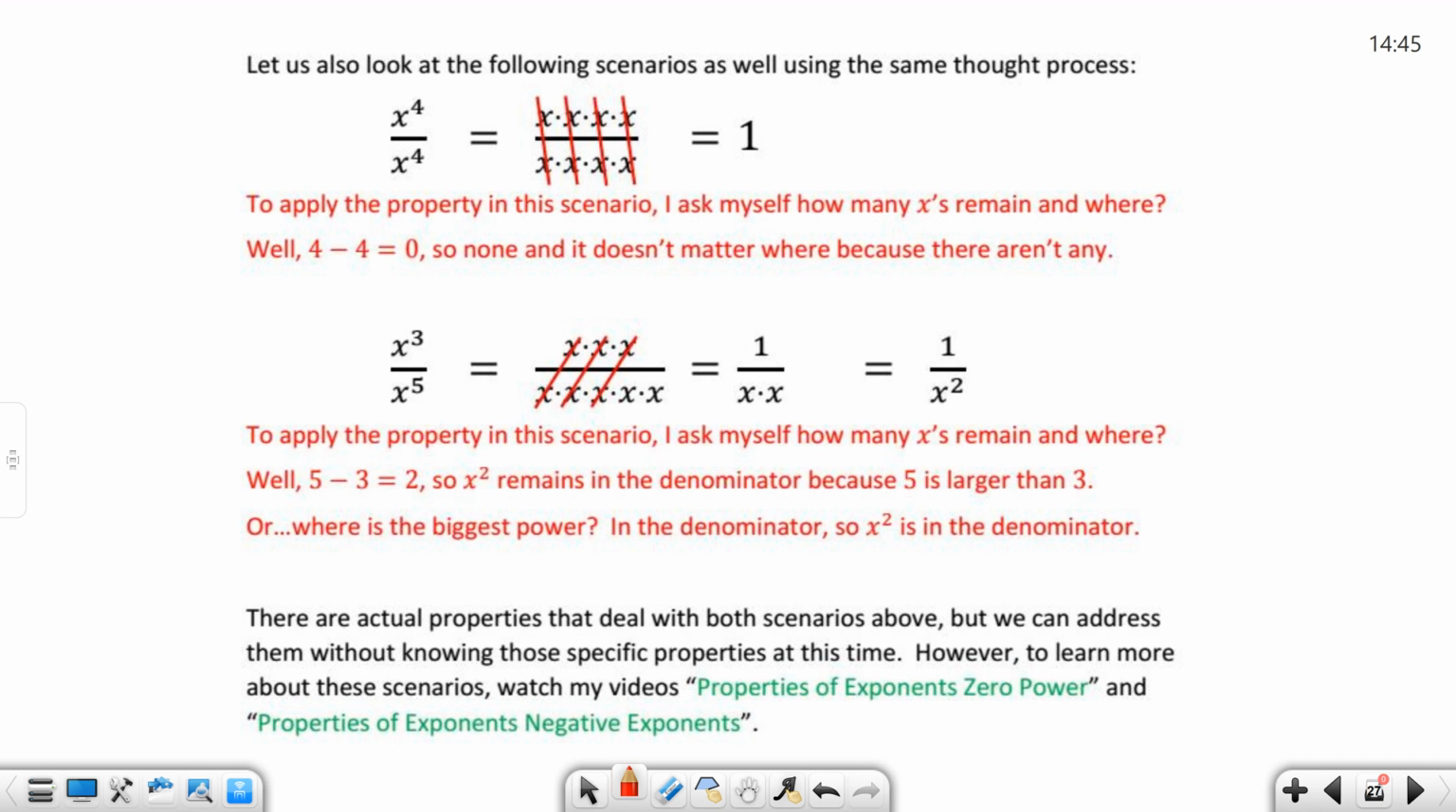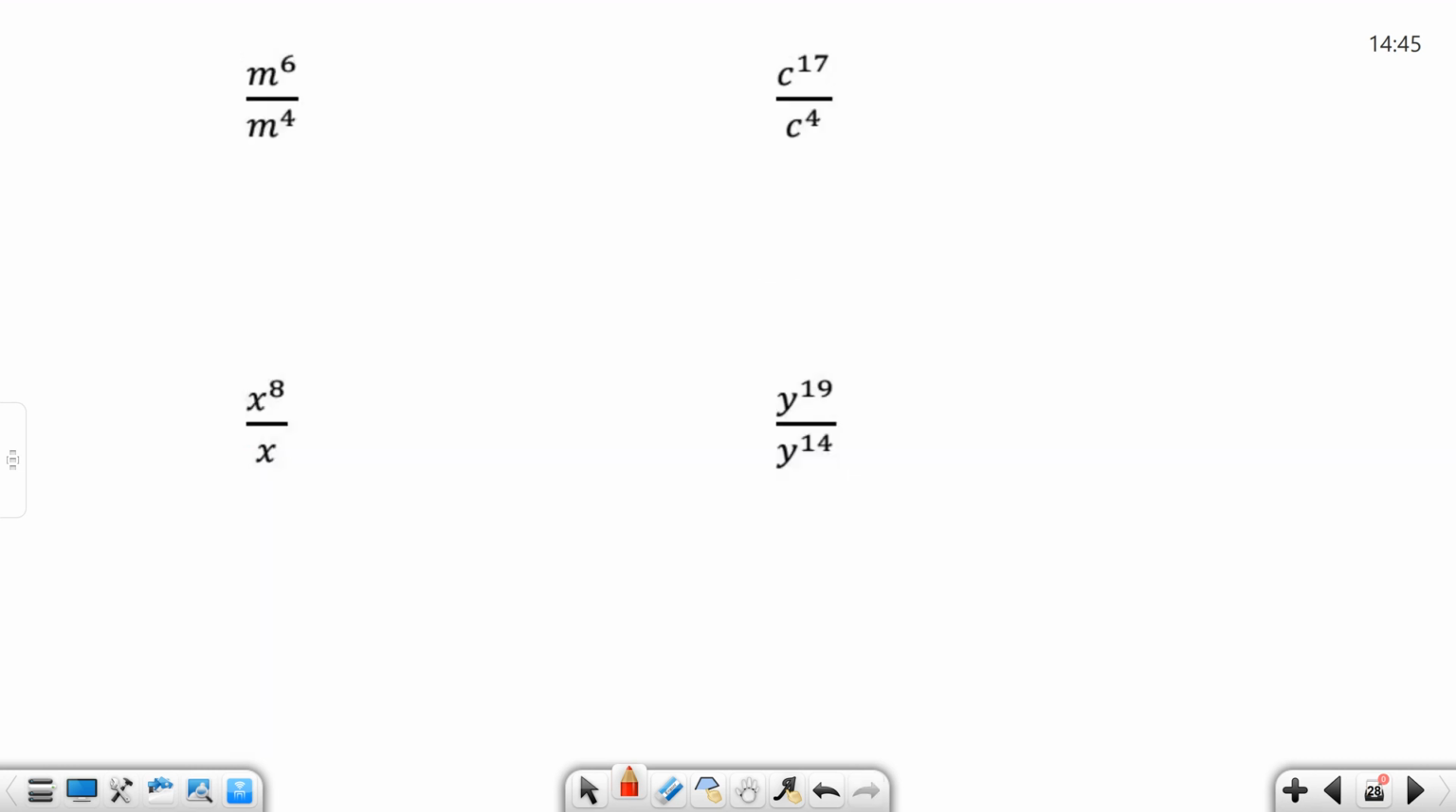All right. However, if you want to learn more about those scenarios, then I have properties of exponents 0 power. That's this one up here. 4 minus 4 is 0. And then negative exponents. 3 minus 5 is negative 2. And that's one of the other properties of exponents videos as well.